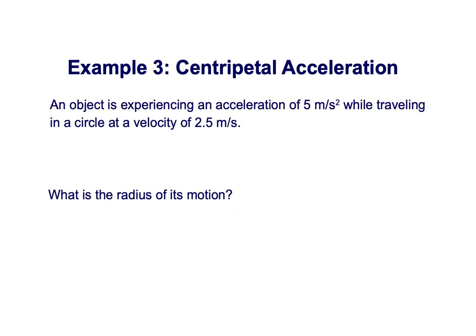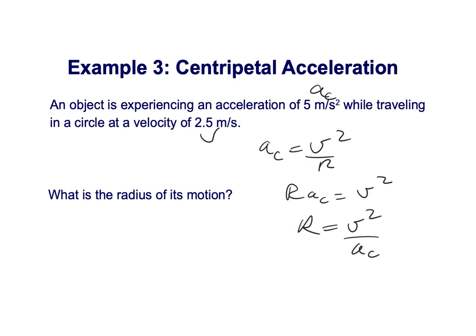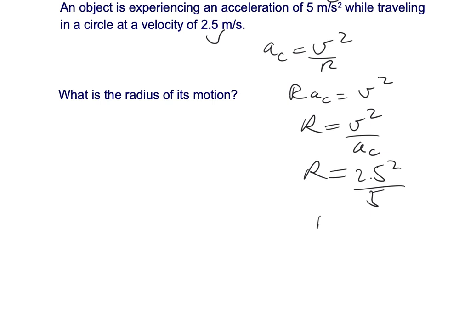Okay, so again, AC equals V squared over R. I got V here. I got AC there. Centripetal acceleration. What's the radius? So I like to solve for R. This is very repetitive. So R equals V squared over AC, which is equal to 2.5 squared over 5. So R is 1.3 meters.